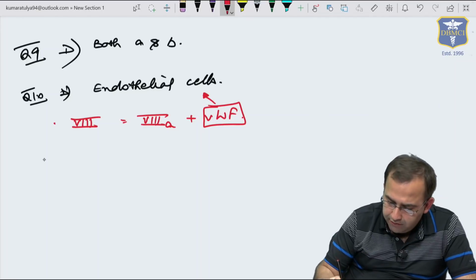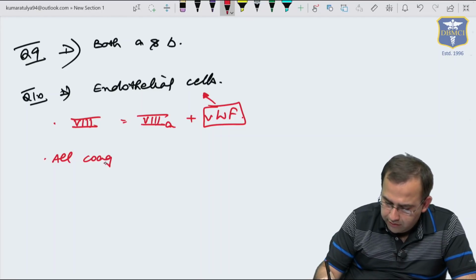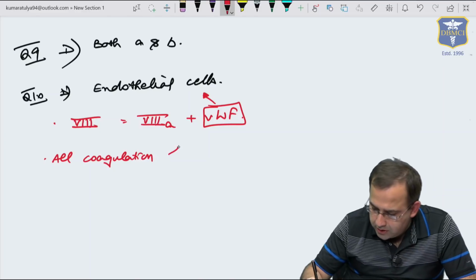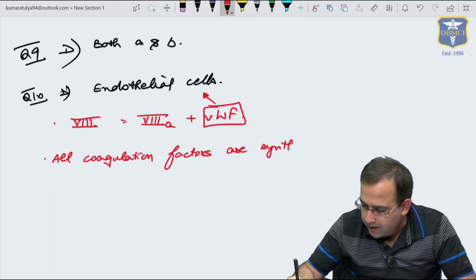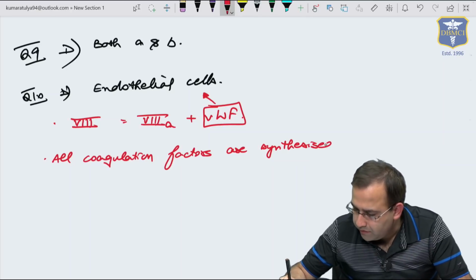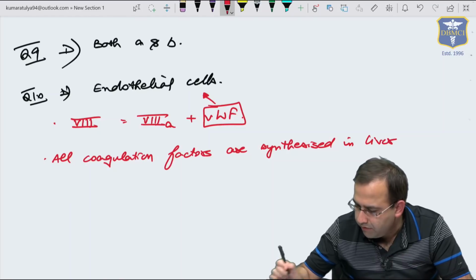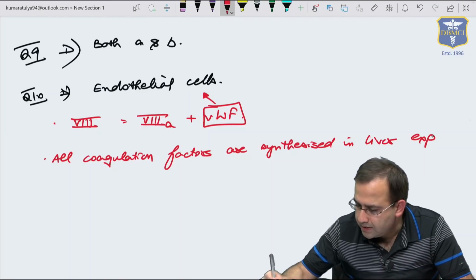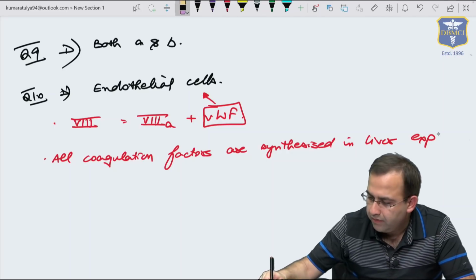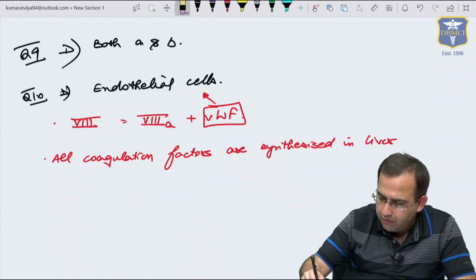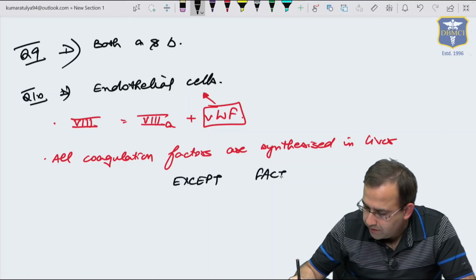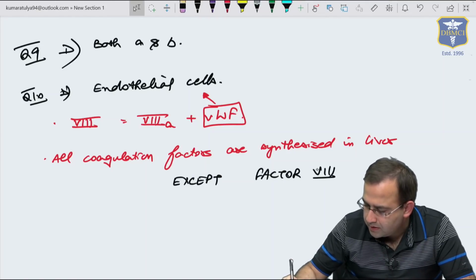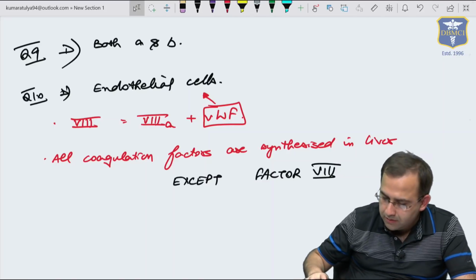So I can safely say all coagulation factors are synthesized in liver except factor 8. All are synthesized in liver except factor 8, because factor 8, von Willebrand factor, is synthesized from endothelial cells.